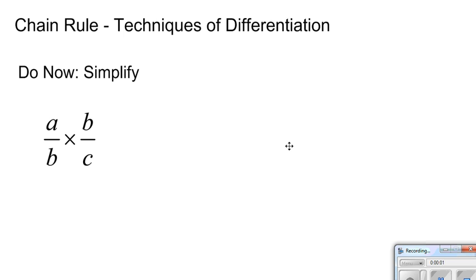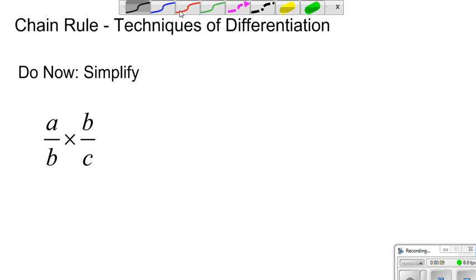So today what we'd like to do is look at the chain rule as one of the techniques of differentiation. But first, I'd like to give you this question. Here we have a over b times b over c. How can you simplify this?